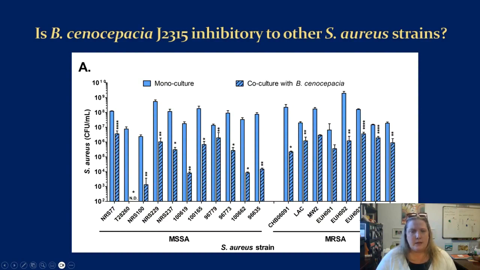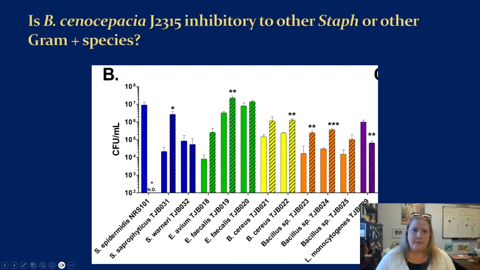The MRSA tend to be a little less killed than the MSSA strains that we tested. So that's kind of an interesting little thing. We flipped this around and said, can other Burkholderia strains kill Staph aureus? So here we're looking at the growth.